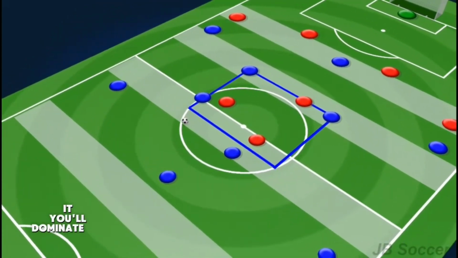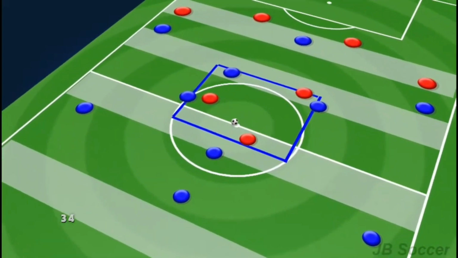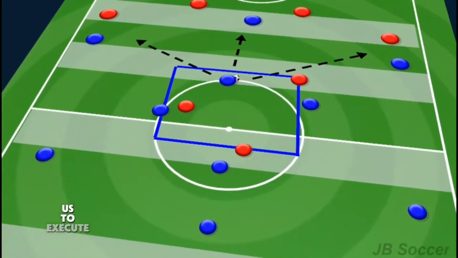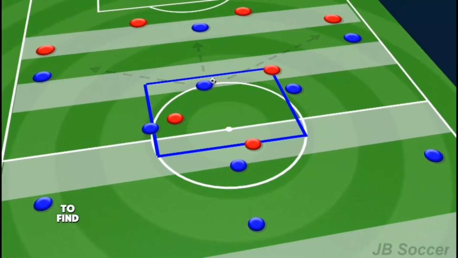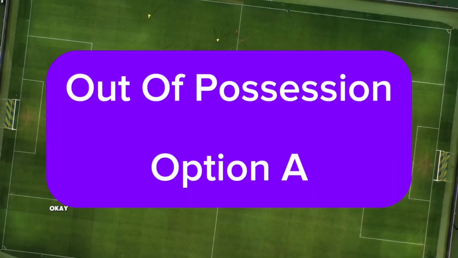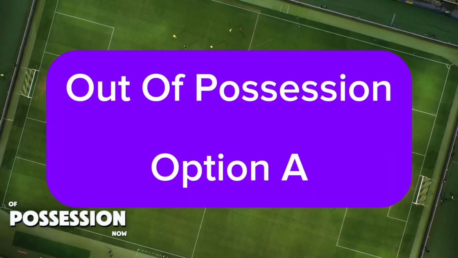If you master it, you'll dominate the heart of the game, and the 3-4-3 formation allows us to execute the box midfield perfectly. Ultimately, we're trying to find the spare man and play forwards. Okay, let's take a look out of possession now.